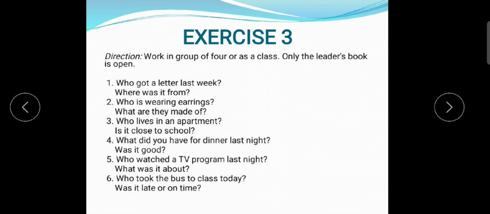For example, leader to group: Who got a letter yesterday? Speaker A: I did. Leader to A: Who is it from? Speaker A: My brother. Leader to B: Can you summarize this information? Begin with the. Speaker B: The letter Ali got yesterday was from his brother. So you have to make a group and make a conversation like that.